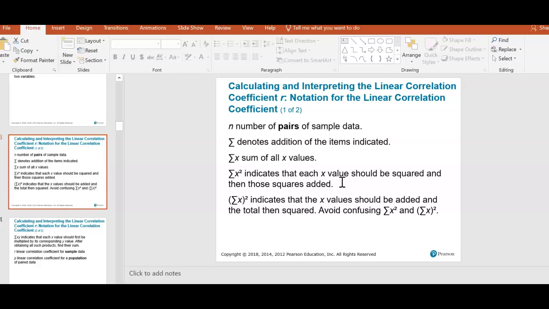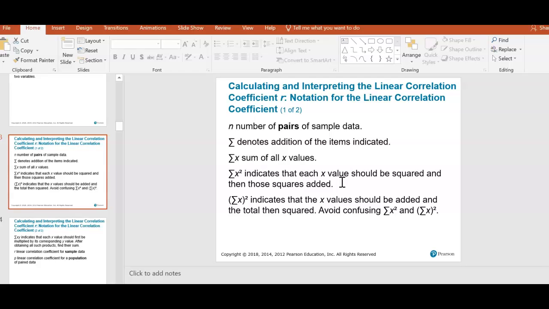One thing that we are not going to do is calculate this r value. There are a lot of symbols in here that I do want to talk about quickly. n, once again, is the number of pairs of sample data. So that's a little bit different. We're not counting up like doubling, right? We're just counting the number of pairs. So for every x, there's a y.